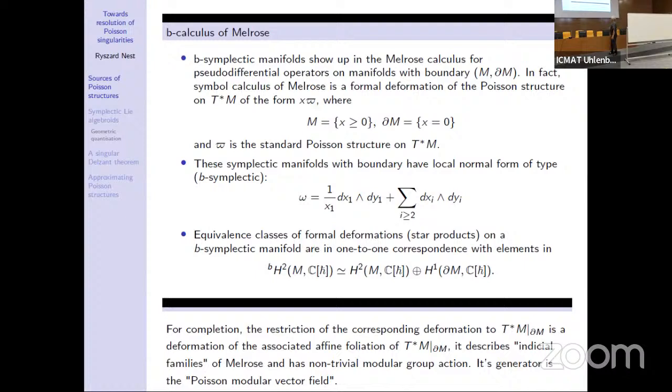So you have this algebra. First of all, on the boundary, you get this kind of foliation algebra that Melrose called indicial families. That comes naturally because you have this boundary. On top of it, you usually know that there are traces on the operators.